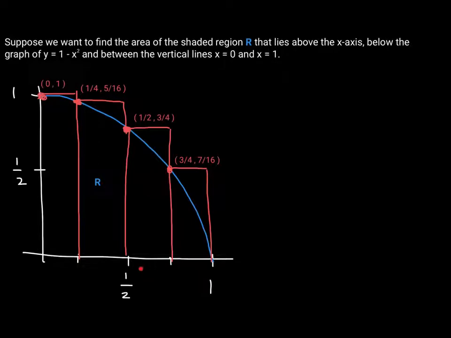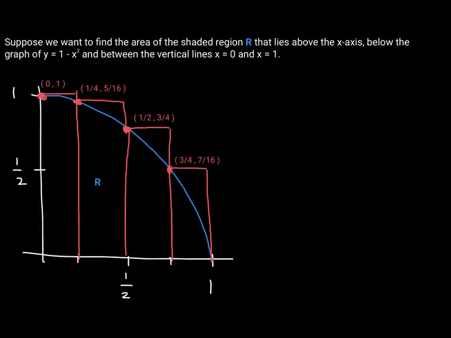See, for this subinterval here, the left endpoint is 1/2. So the height of this rectangle here is found by evaluating our function, 1 minus x squared, at the left endpoint 1/2, which gives us 3/4. And the same thing here. For this subinterval, the left endpoint is 3/4. So our function evaluated at 3/4 is 7/16.